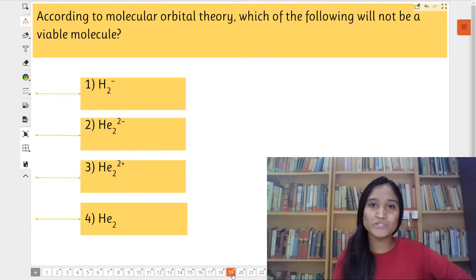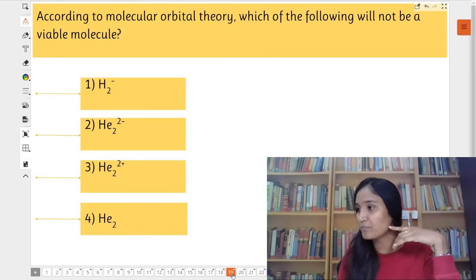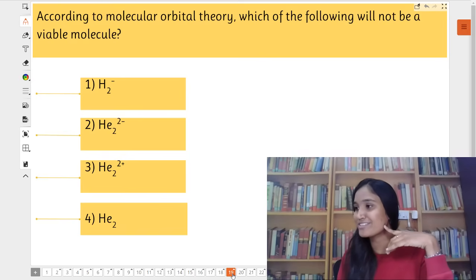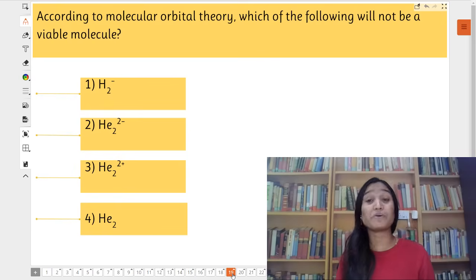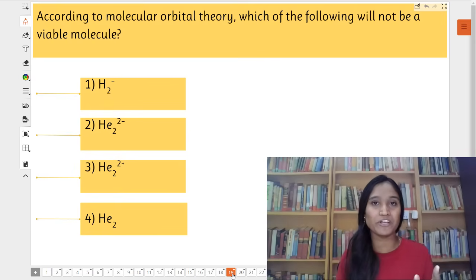According to molecular orbital theory, which of the following will not be a viable molecule, or which of the following molecules does not exist? Let me see who answers first. Vikas has said something. Then Utkarsh, Manas, Saisri. Well, okay. Waiting for the rest of you. Hurry up. You know, right? You just have 30 seconds to solve any chemical bonding question.